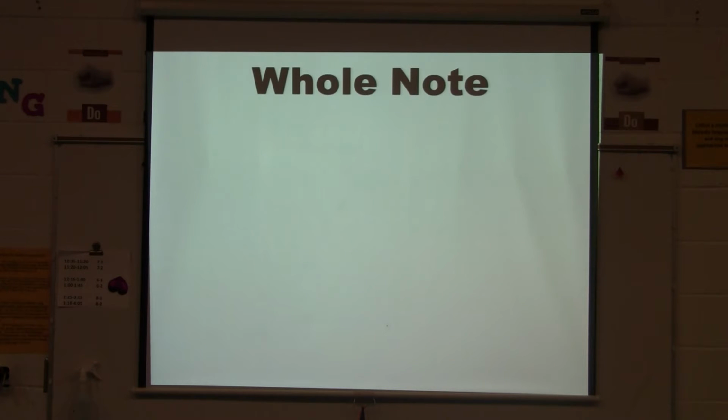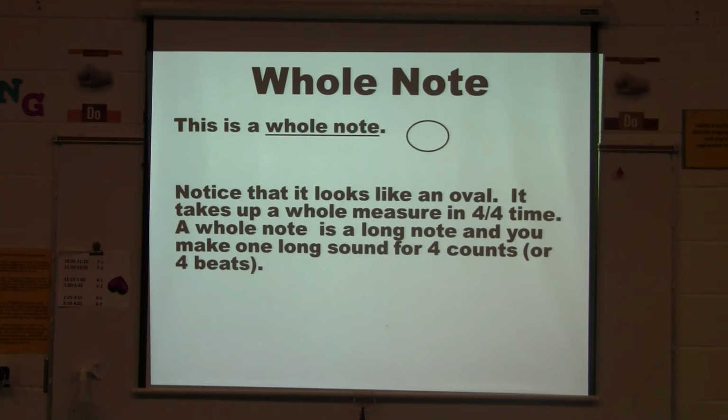Okay, the whole note. This is a whole note. Notice that it looks like an oval. It takes up a whole measure in 4/4. Whole note, whole measure. That'll help you remember that term. A whole note is a long note, and you make one long sound for 4 counts or 4 beats.